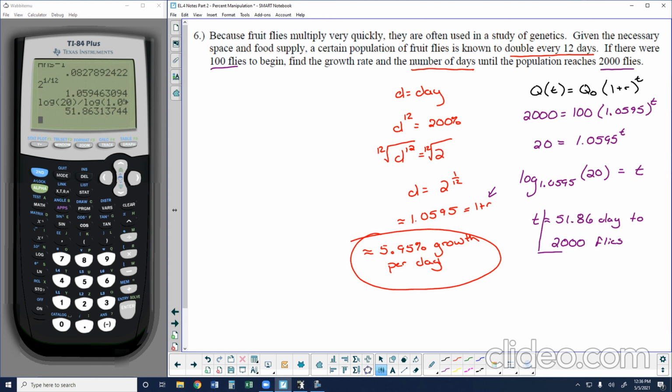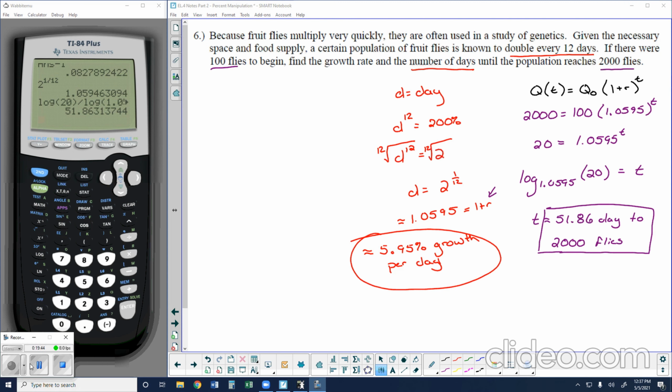So there we have a use of the manipulation of percentages. We know how long it takes for the fruit flies to double. And instead of just finding the time that it takes to double over and over and over again, that would not get us to the 2,000 flies that we want. So we manipulated the percentage down to the nearest day, found the percentage growth per day, put that back into our equation for exponential growth with a constant percent, and then solved for time.